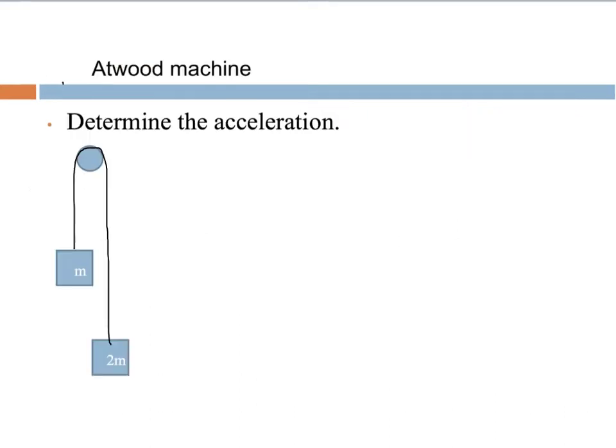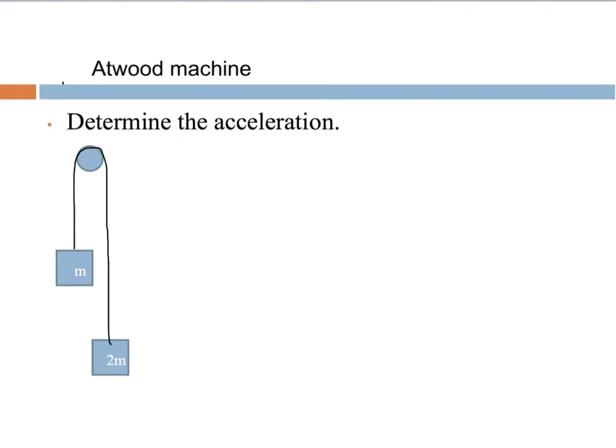This is a very typical problem that you could see either on a multiple choice section or the free response section. This thing is called an Atwood machine. It was used to calculate what gravity is. Here I have two objects, one of mass m and another of mass 2m.